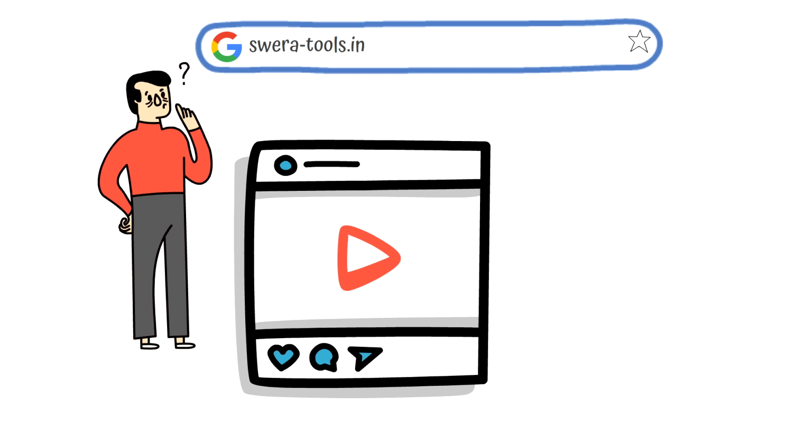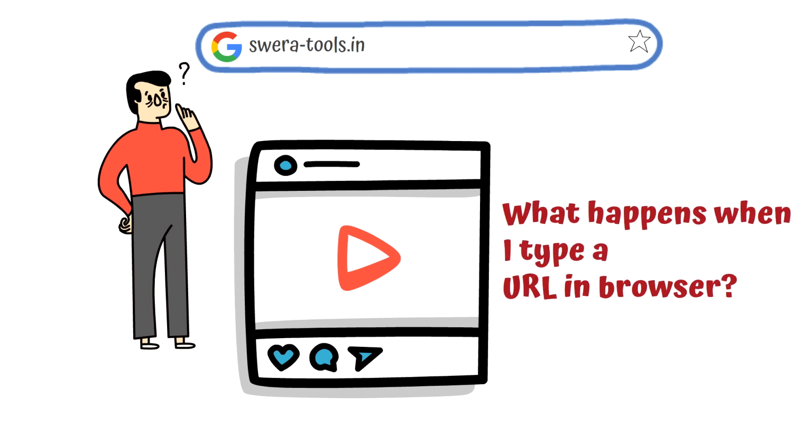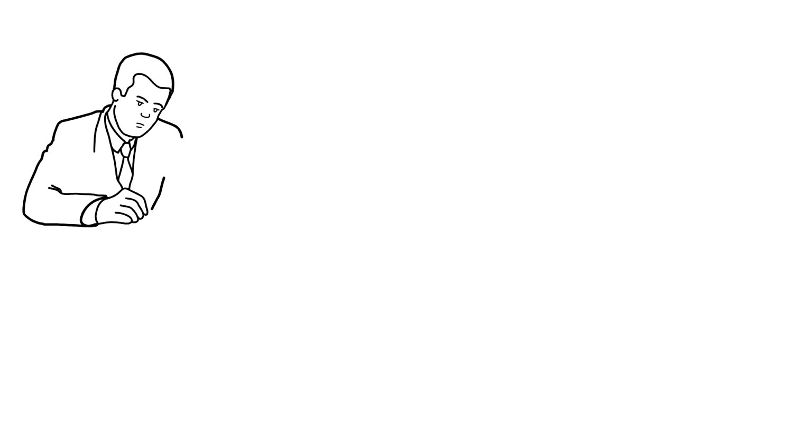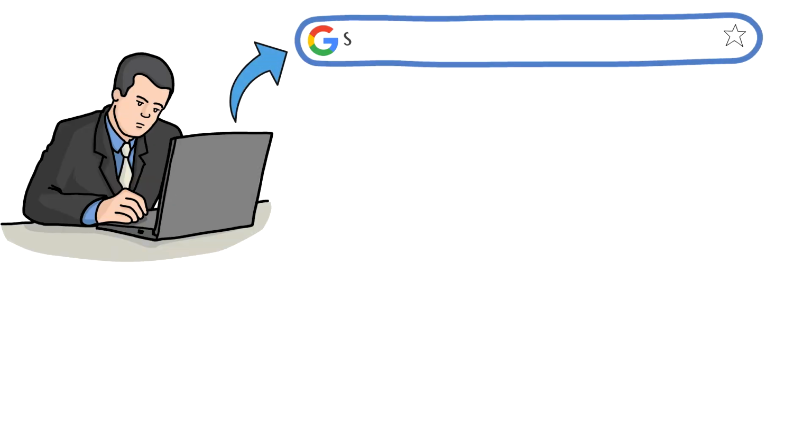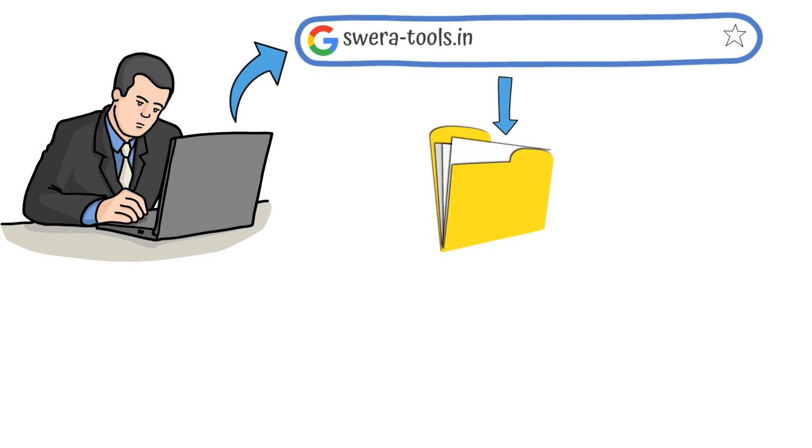And today we are going to briefly discuss what happens when you type a URL in the browser. To understand this, let's consider sweratools.in as an example. You type sweratools.in into the address bar of your browser. The browser checks the cache of a DNS record to find the corresponding IP address of sweratools.